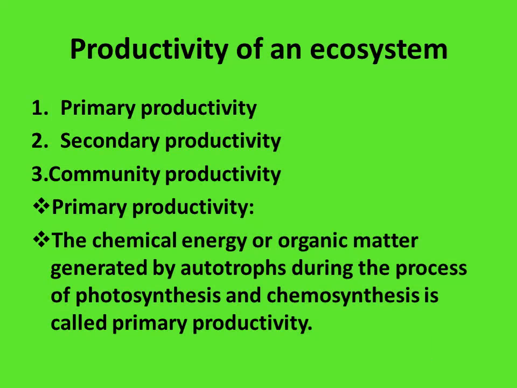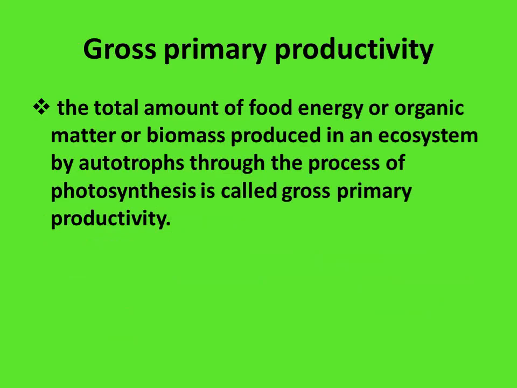So productivity of an ecosystem: there are three types of productivity: primary productivity, secondary productivity, and community productivity. Primary productivity is the chemical energy or organic matter generated by autotrophs during the process of photosynthesis. It is a chemical reaction, right, through which starch is prepared. This is called primary productivity. Okay, this is a 2 mark question.